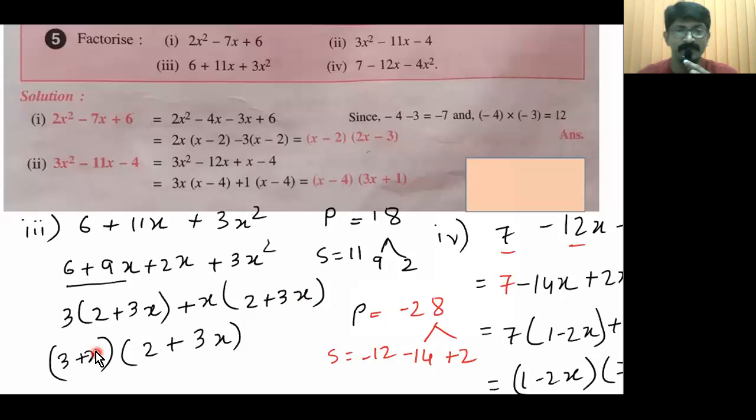Guys, you can pause the video over here and copy paste the sum number 3 quickly. Hurry up. And I would like to give you all the sum number 4 as a quick trial for you all. 7 minus 12x minus 4x squared. You can pause the video and solve this sum quickly on your own. Hurry up, guys.